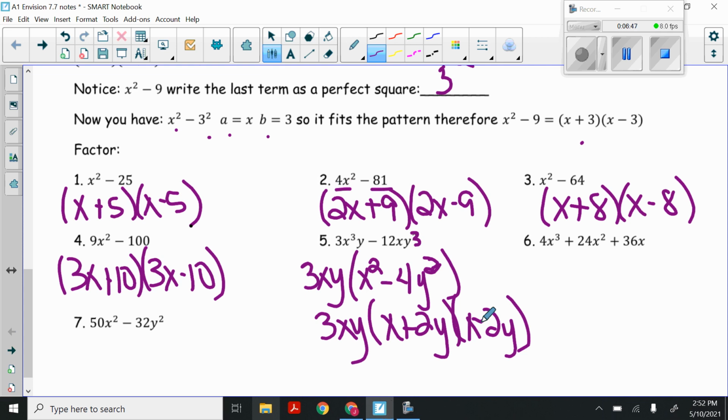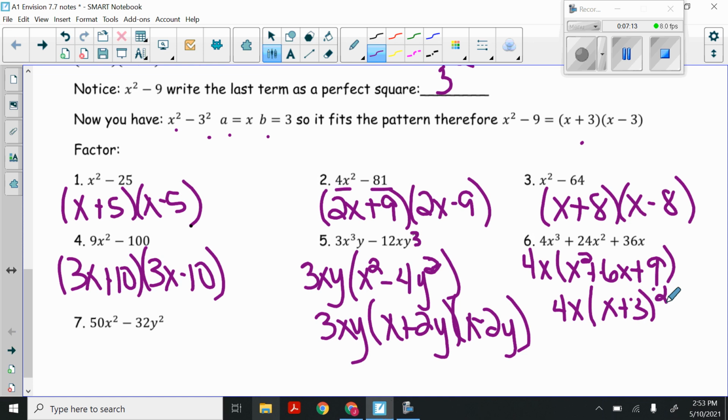So lots of times you will create a difference of squares. 4x cubed plus 24x squared plus 36x. Again, I notice right off the bat I can pull a 4x out. When I pull a 4x out, I'm left with x squared plus 6x plus 9. Now I want to factor this. This is a trinomial. I notice the first one's a perfect square, the last one's a perfect square. So this is a perfect square trinomial, which will factor to x plus 3 quantity squared, but then I still had the 4x out front.